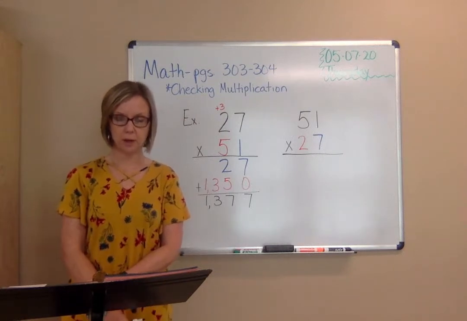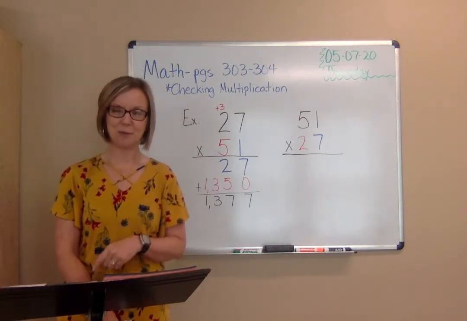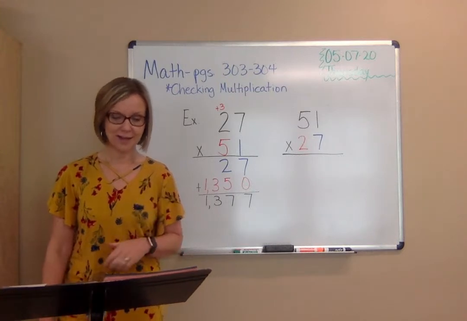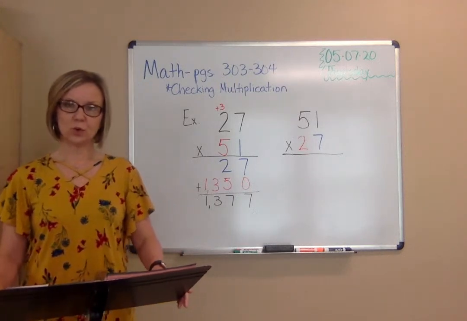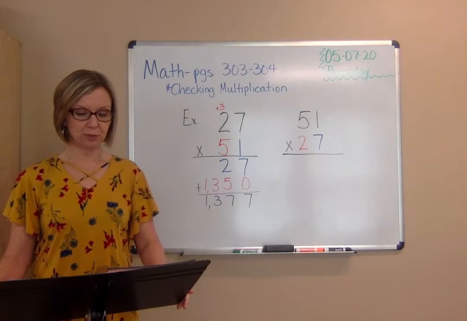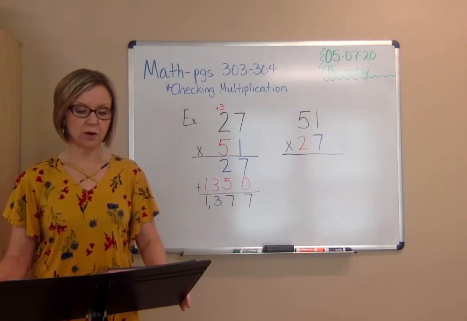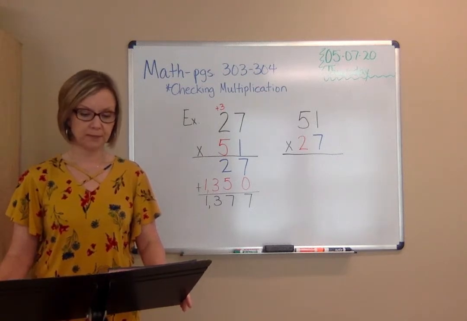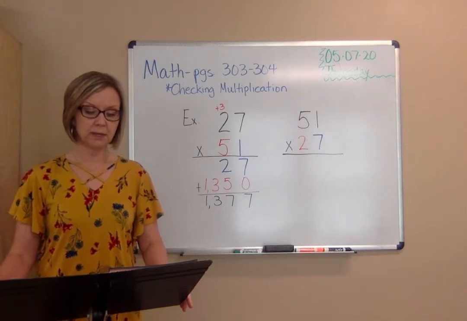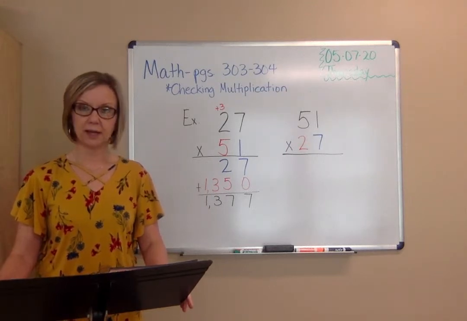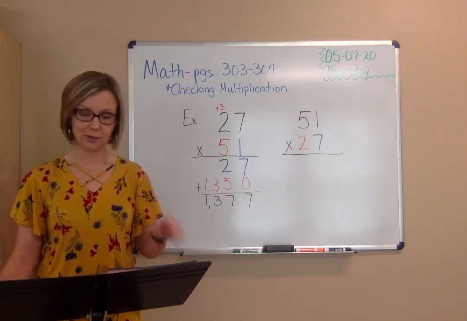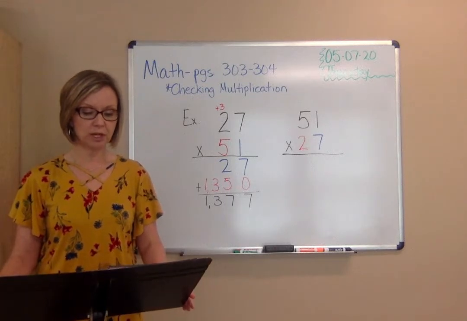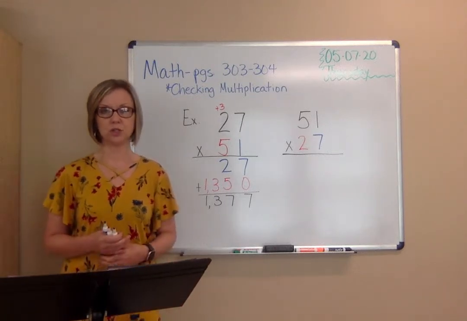Your example in the box at the top of page 303. Sorry. Let's look at your instructions. To check multiplication, change the order of the factors and multiply. The products will be the same if you have multiplied correctly. That's the kicker there, huh? Remember, changing the order of the factors does not change the product.